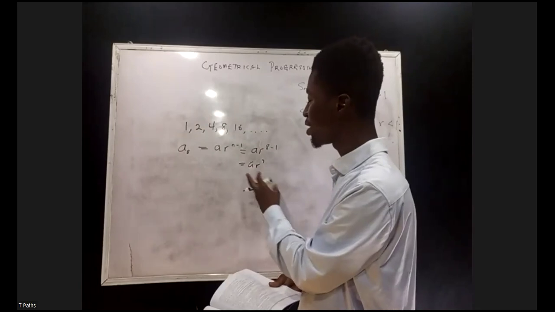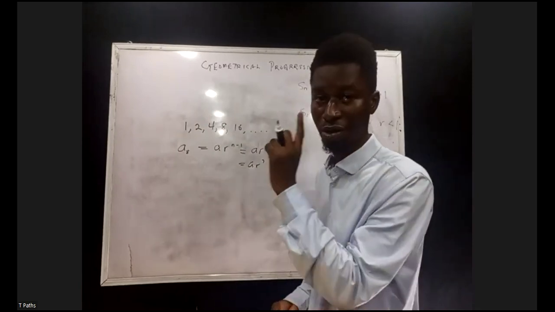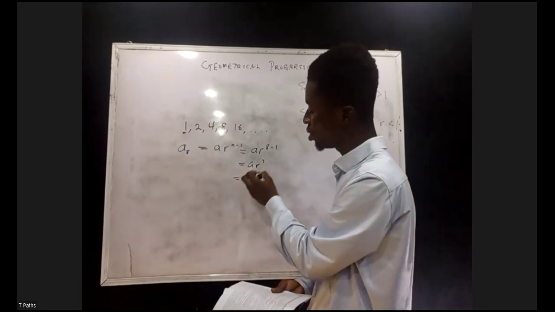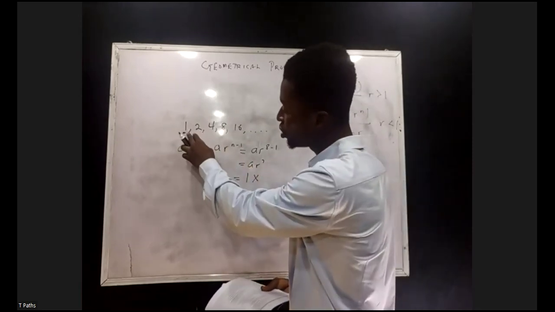Now, AR raised to the power 7, what is A? A is just your first term. In this case, the first term here is 1. So that's just 1 multiplied by what? What is the common ratio?